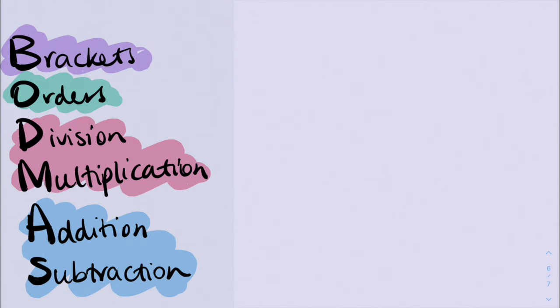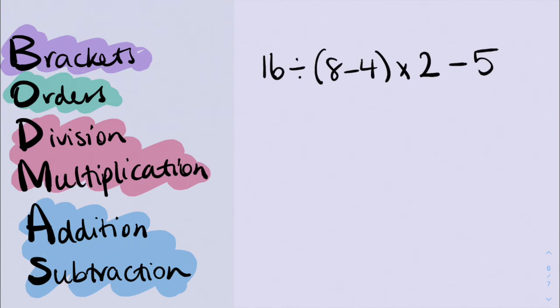Now, if we have the equation 16 divided by 8 minus 4 times 2 minus 5. See, this one's a little bit more complicated. But again, we're going to start with our brackets first. So we're going to do 16 divided by 4 times 2 minus 5. Now, the next thing we look at is our orders. Again, we don't have any orders in this equation. So then we move on to our division and multiplication.